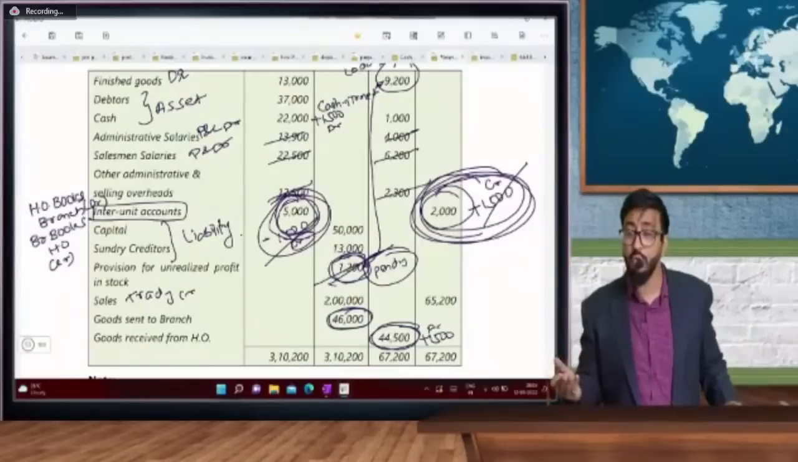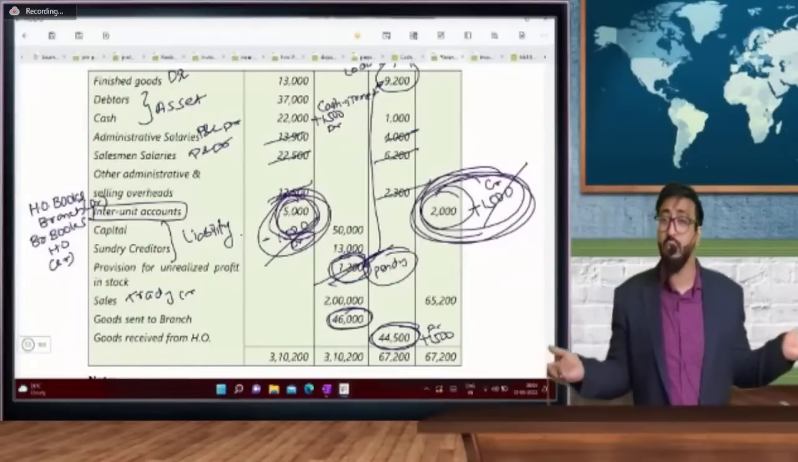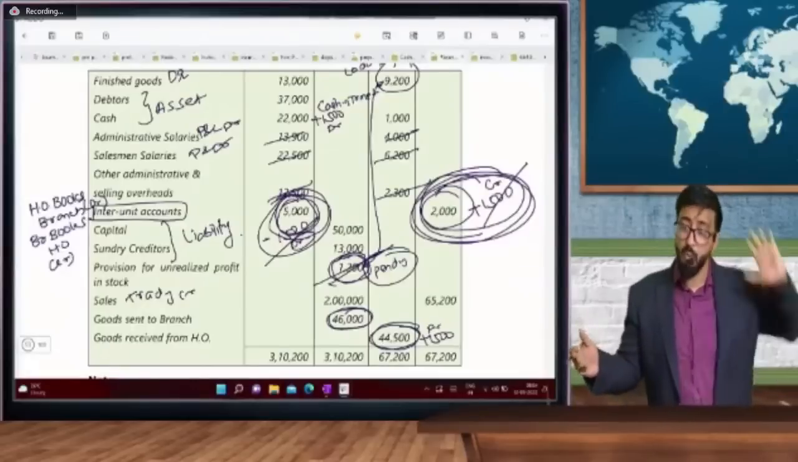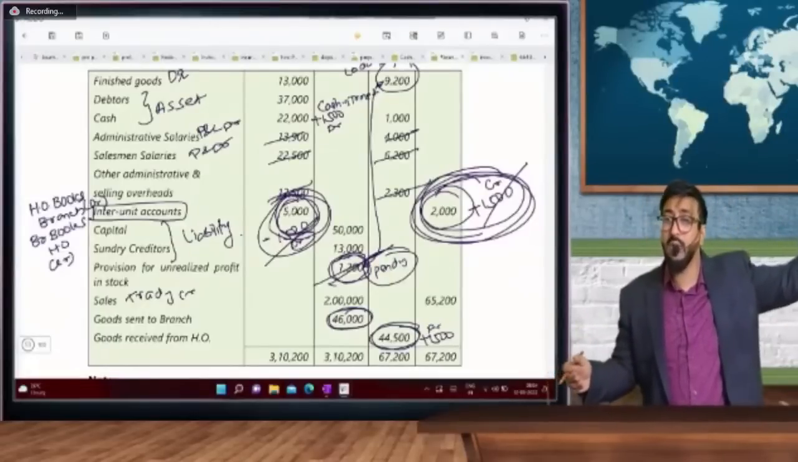Dad sent goods to Son, Son sent cash to Dad. Inter-unit transactions between themselves, HO and branch. If you are selling it to an outsider, it is not an inter-unit transaction.